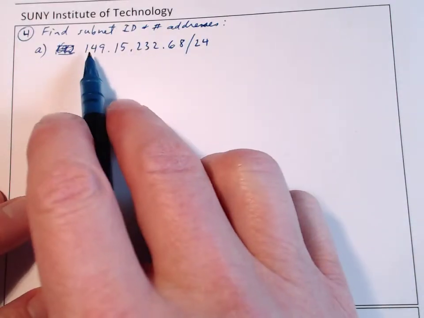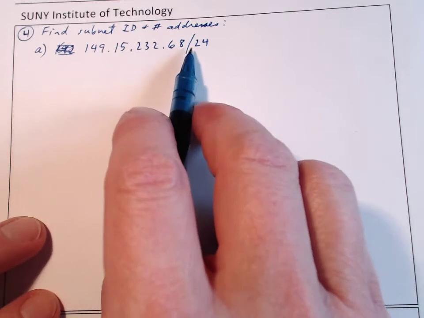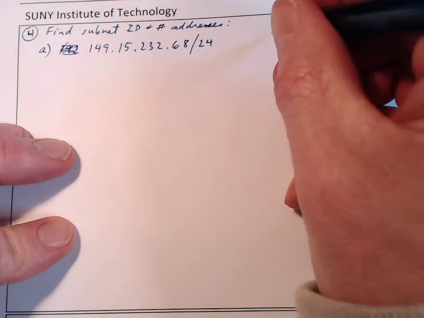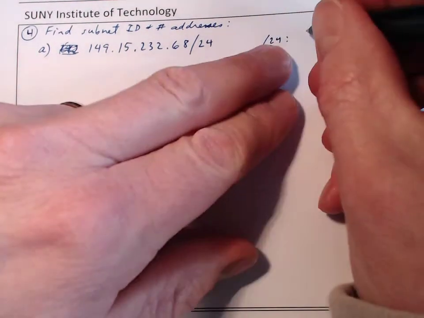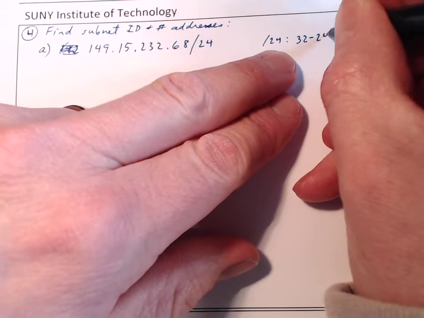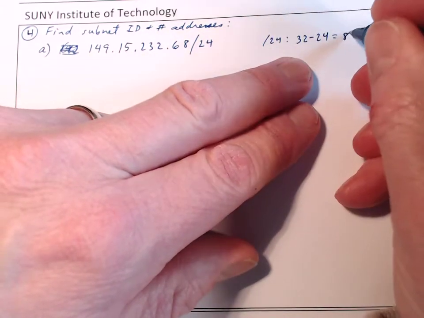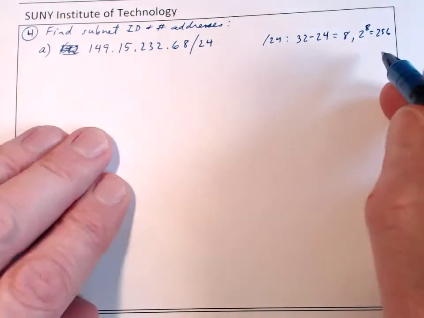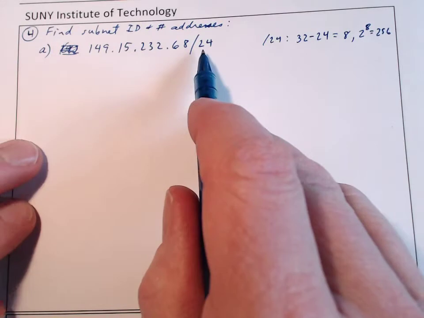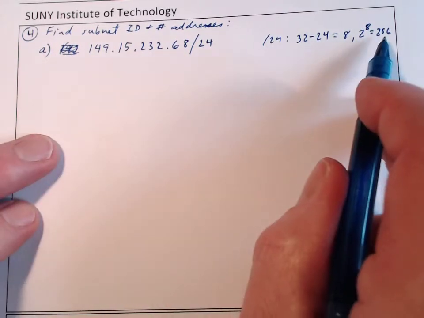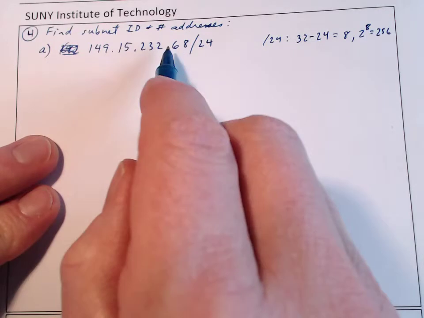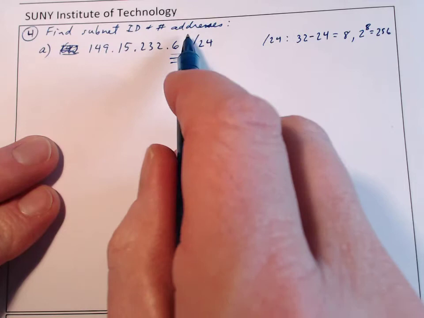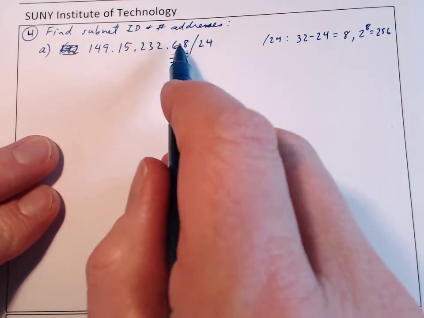Here's the first one, 149.15.232.68/24, and a /24. Well, I do the calculation. 32 minus 24 is 8, and therefore I have 2 to the 8th, or 256 addresses in that subnet. So that's part of what it's asking for. And if I've got 256 addresses in the subnet, that takes up the entire last octet. That takes up the entire last decimal value in the IP address.